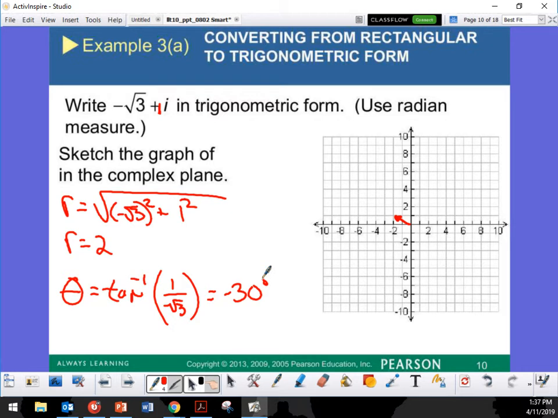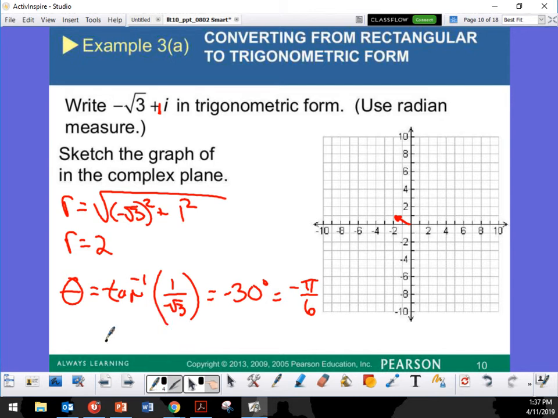How do we convert it? Calculator. We want radians, don't we? I would multiply by pi over 180, right? Multiply by pi over 180, which I get negative pi over 6. But is that in the right spot? No, it's not in the right spot.